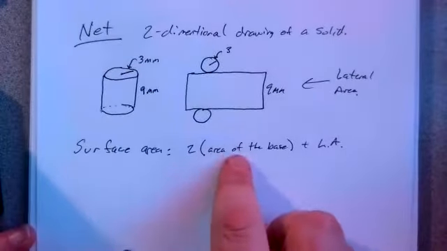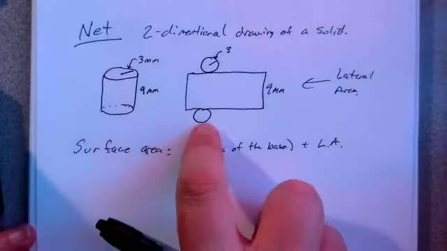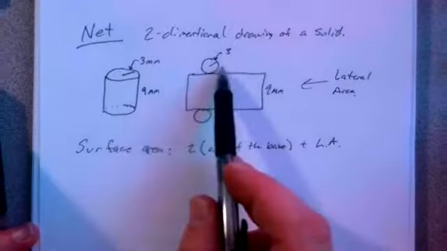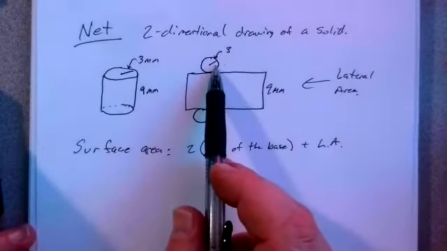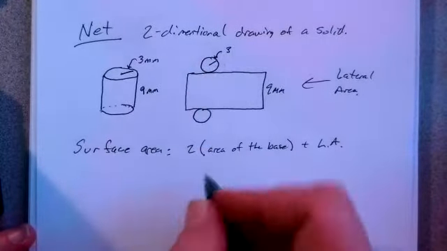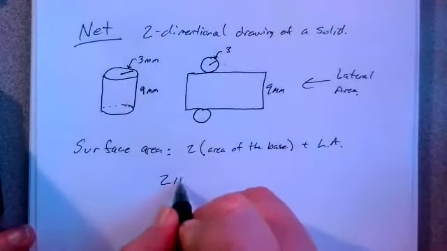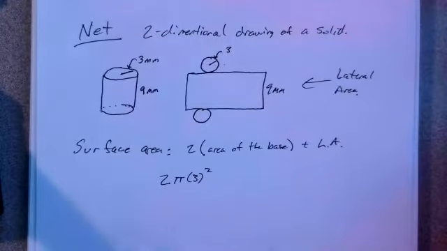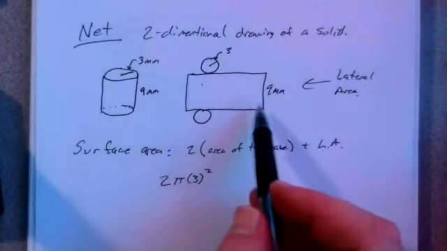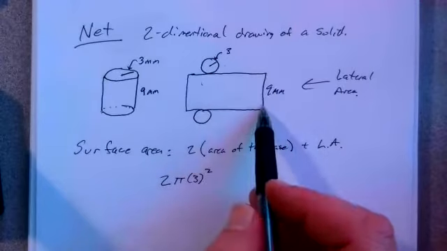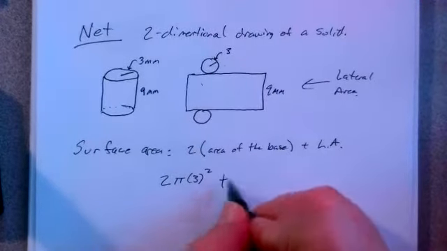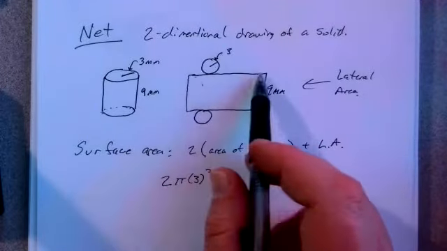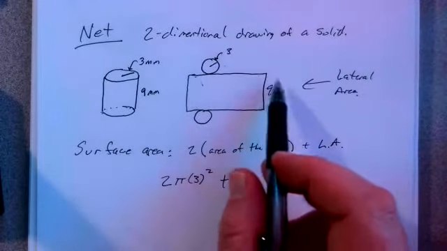Okay, so we need 2 areas of the bases. So my circles, the area of the base. The area of the base here is pi r squared, and my radius is 3. So I'm going to have 2 times pi times 3 squared. And then the lateral area, which is a rectangle, so I need length times width. So plus length times width. We're missing our length, times the width.